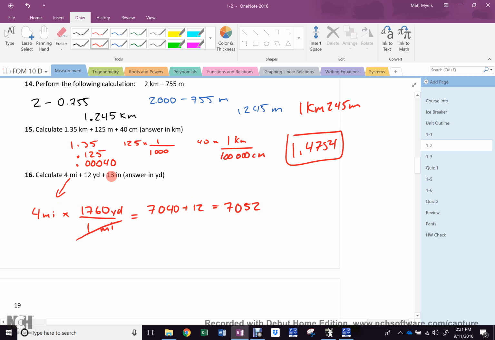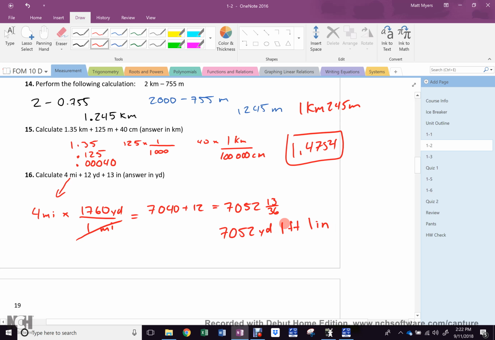7,052. How do I get that inches to yards? Could I leave it as a fraction? Would this be allowed? 13 out of 36. 13 inches out of 36 in a yard, is that okay? Sure. Could I also do 7,052 yards, 1 foot, 1 inch? Is that okay too? Where did you get that?